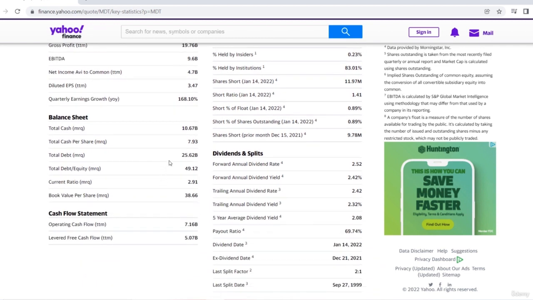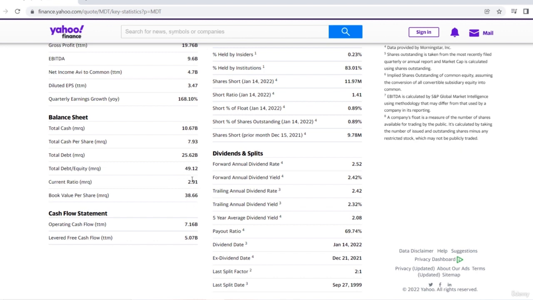In fact, if we look at their balance sheet, they've got $10.6 billion in cash just sitting on the balance sheet. They're carrying a lot of debt, $25 billion, so that's something to be aware of too. It's a very high debt to equity ratio, but if we look at their current ratio, current assets versus current liabilities, that's another number where we'd like it above 1.0. They're at 2.91, so they're in really good shape in terms of their current ratio. That's a good sign.